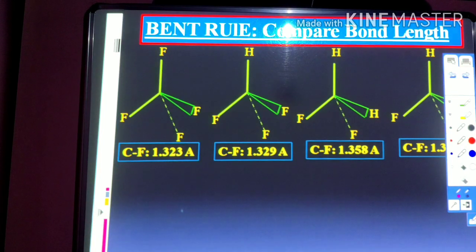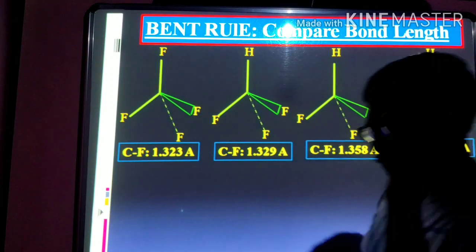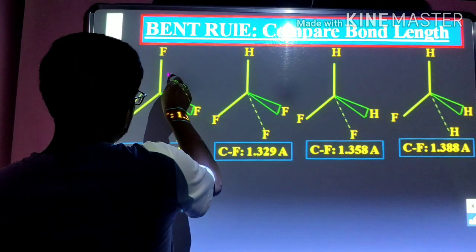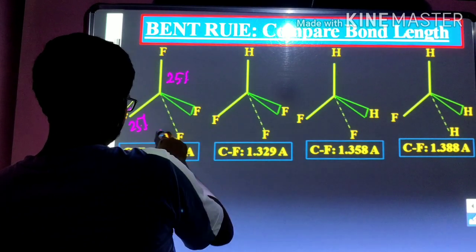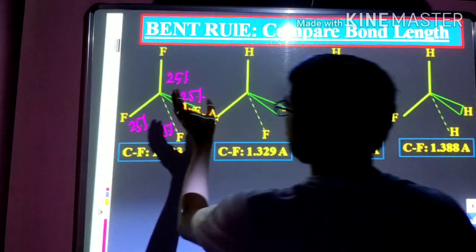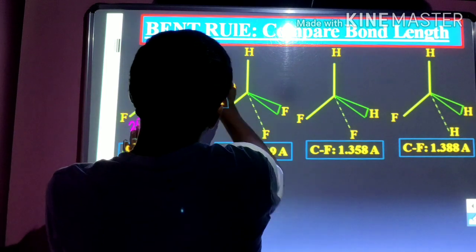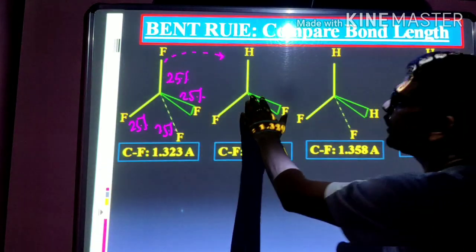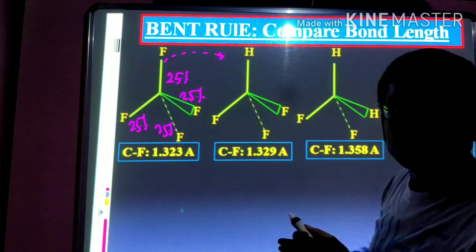Let me explain by taking some arbitrary data. Hopefully it will be clear. Say the percentage of S character here is 25%. Now, if you come from here to here, what will happen? The percentage of S character here will increase.